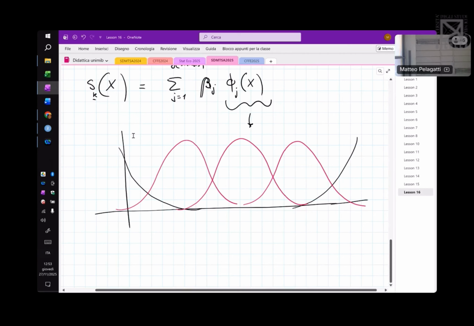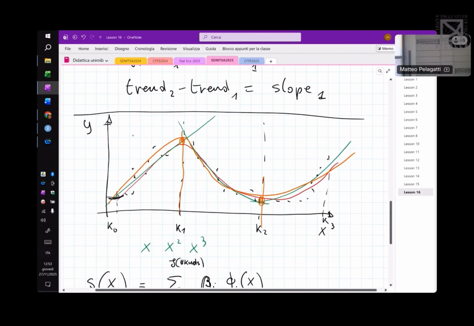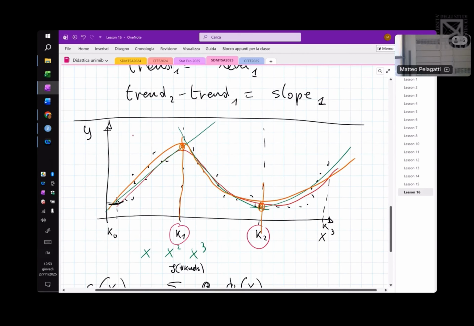So indeed you could choose where to place the nodes in a way that is rational, meaning that maybe you want to have a node where there is a change in the shape with respect, for example, to a cubic line. So you can reason about where to put the nodes.